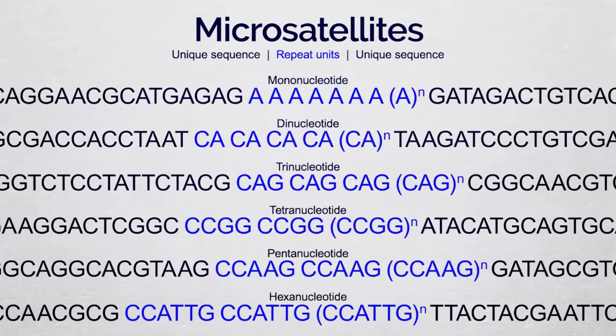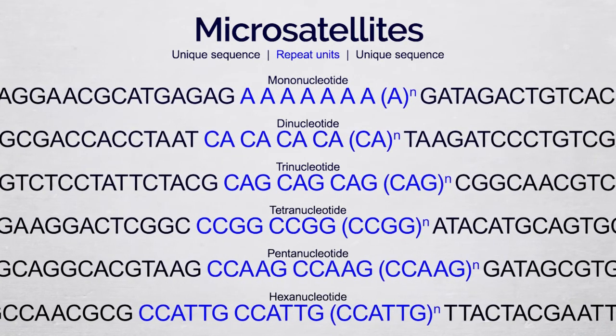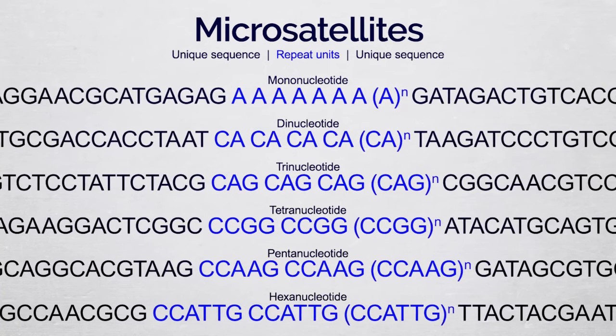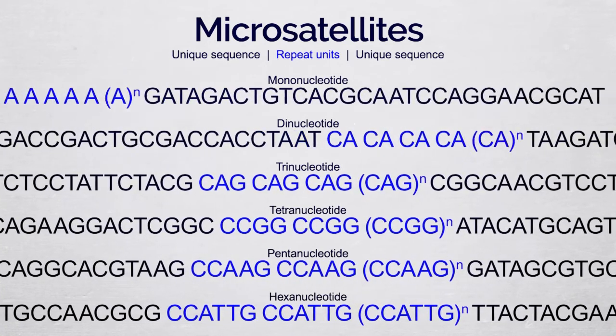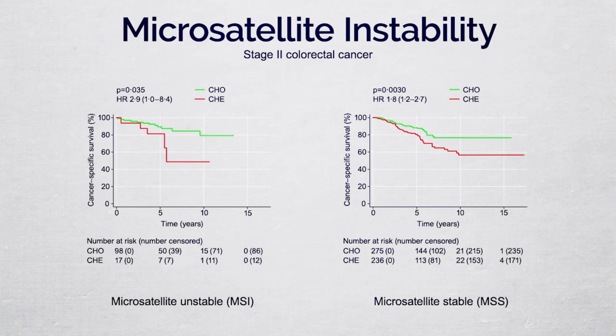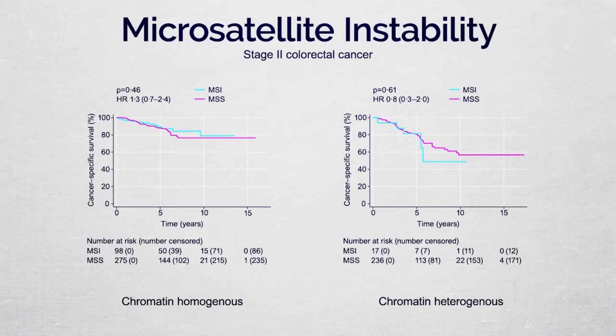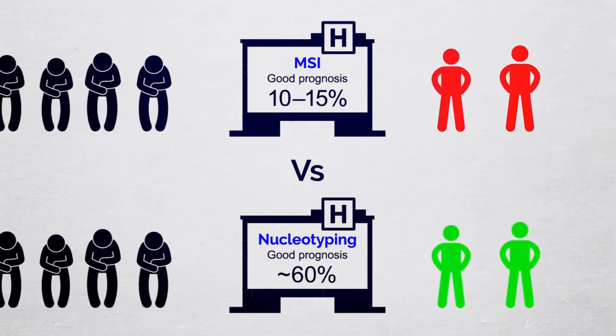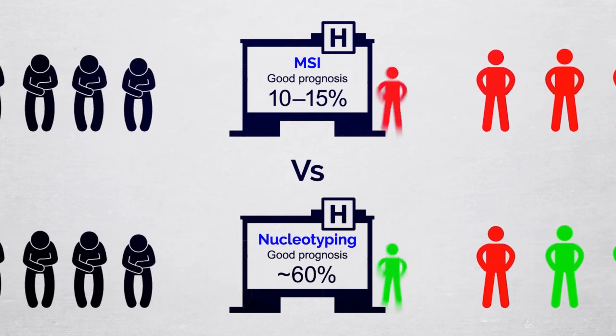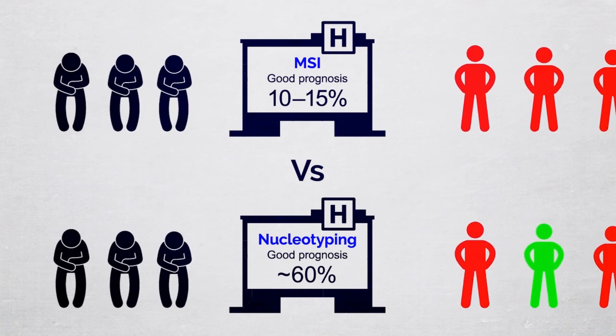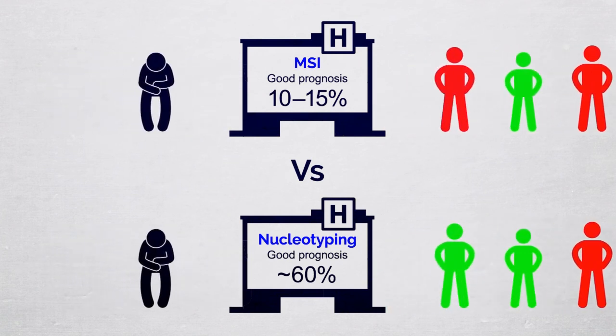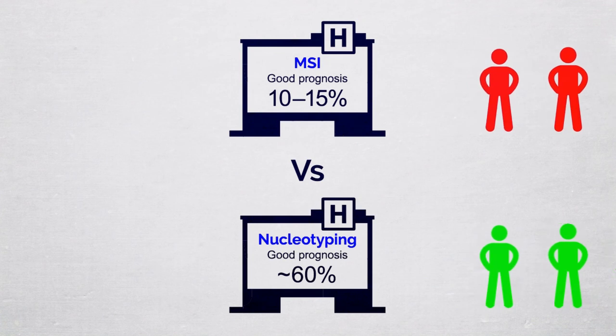Microsatellite instability is often used in clinical practice to identify a subgroup of stage 2 colorectal cancer patients, where adjuvant treatment can be omitted. Chromatin heterogeneity was a significant predictor of cancer-specific survival in microsatellite unstable and microsatellite stable stage 2 tumors. However, microsatellite instability did not supplement chromatin heterogeneity. Selecting low-risk patients by nucleotyping could therefore perhaps identify substantially more stage 2 colorectal cancer patients with presumably small absolute benefit of adjuvant chemotherapy.